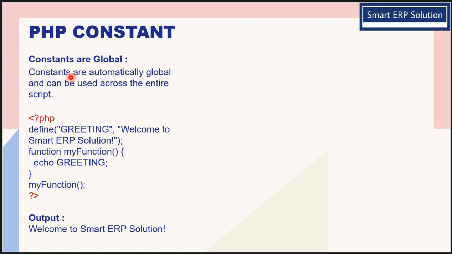Constants are global. Constants are automatically global and can be used across the entire script. For example, define GREETING. Greeting is the constant name. Value is Welcome to Smart ERP Solution. Then function myFunction, echo GREETING. Then call myFunction by its name. The output will be Welcome to Smart ERP Solution. This is the value of the greeting, so this will be the output.